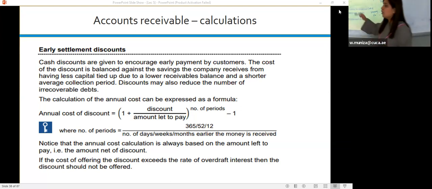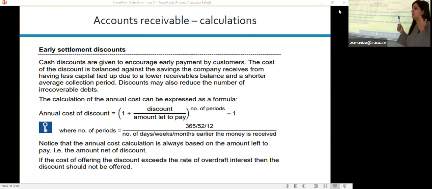Now, there is the cost of discount also. When we are giving the cash discount, the settlement discount, there is a certain cost for that. That is known as annual cost of discount. With the help of the formula, we can calculate it in this manner. 1 plus discount divided by, this is basically amount left to pay. In the book, it is written wrong. It is amount left to pay. Okay, so this is LEFT. Discount divided by amount left to pay, raised to the power, which is going to be the number of periods.